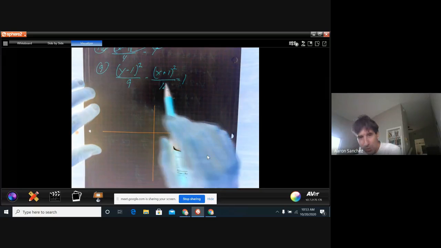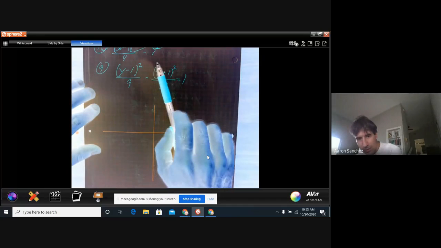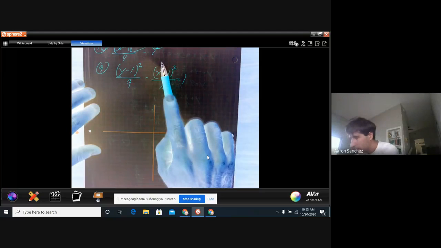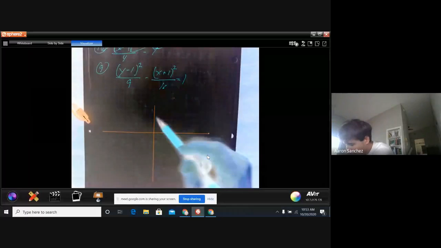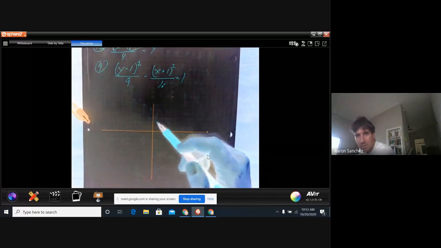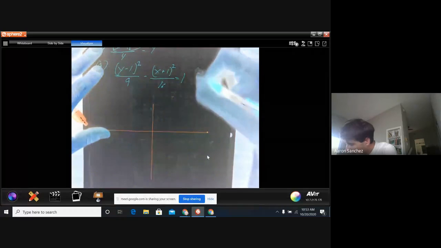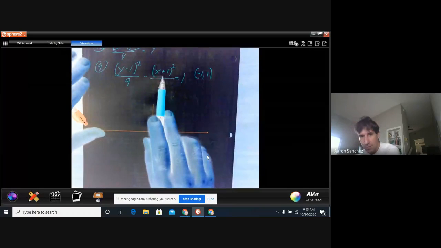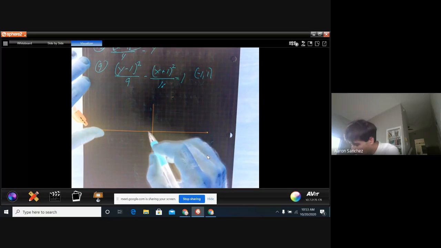So my X, I'm confused by these colors. Do you know what color this is right here? This is red. And see this? This is blue. They switch. -1, +1 is my center. -1 is my X, +1 is my Y. So I go -1, +1.